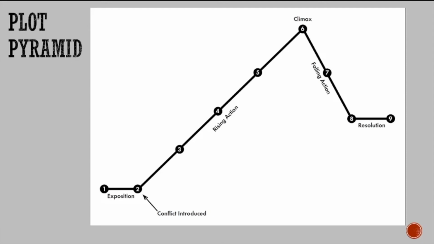This is a very simple way of showing you exactly what a plot is, how it's ordered, and just a simple plot structure that many authors follow. All right, and so you can see we have different parts here, such as the exposition, rising action, climax, falling action, and resolution. So let's take just a minute and talk about each one of these.